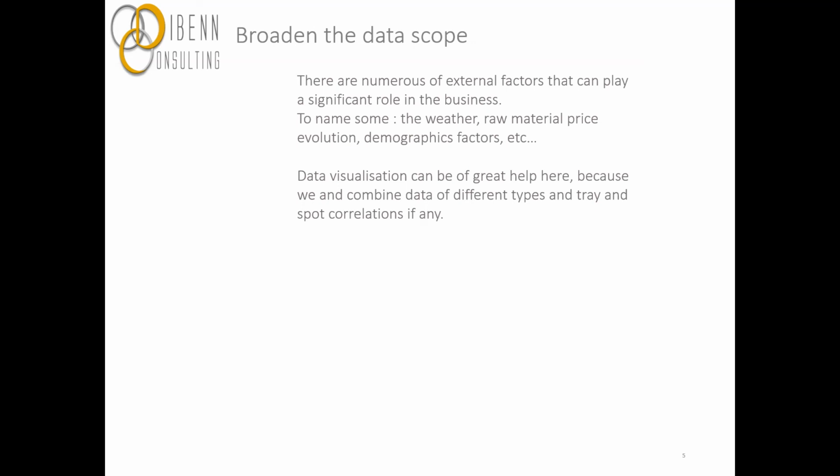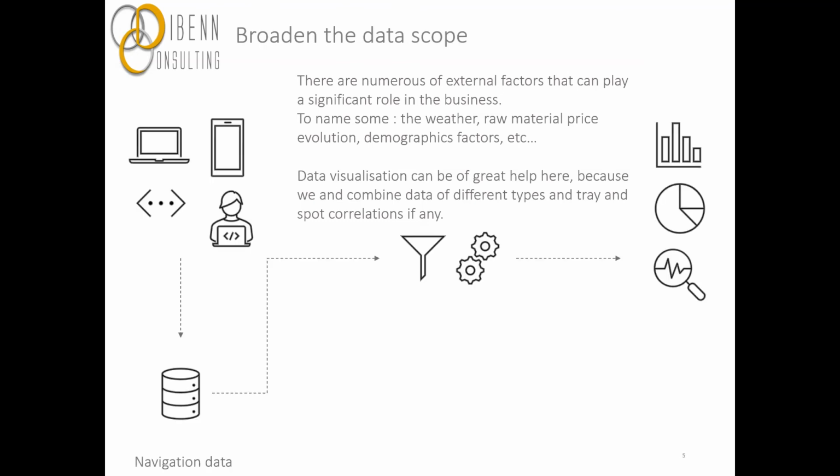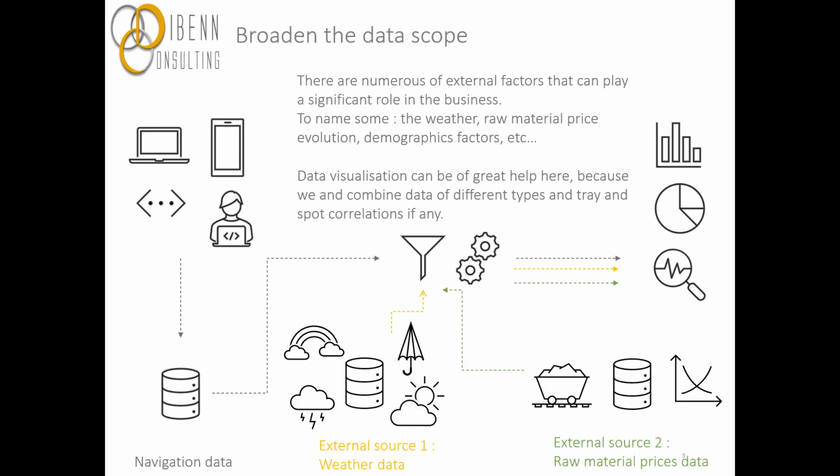So far, we've seen mainly why it's important to track key interactions on websites and apps in order to better understand our visitors' behavior and try and make their customer journey as seamless as possible. Depending on the industry you're operating in, additional sets of data should be integrated and presented in your analysis to provide a more comprehensive picture of your business and help make better decisions. There are numerous external factors that can play a significant role in the business, to name some: the weather, raw material price evolution, demographic factors, and so on.